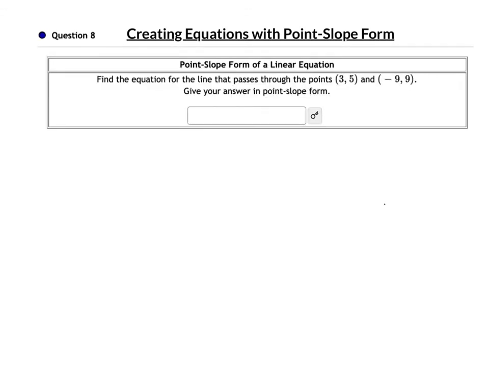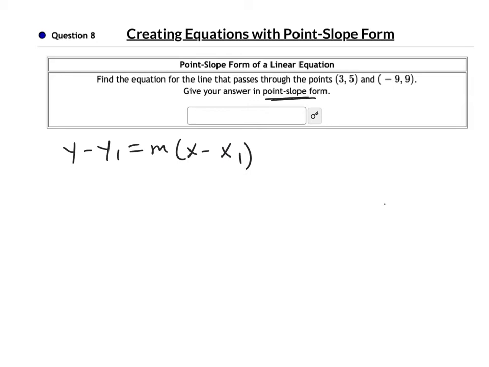Notice that question 8 asks for the answer in point-slope form. So that means we don't have to solve for y. Point-slope form was y minus y1 equals m times x minus x1. So we just leave it like that. You don't need to solve for y. When you solve for y, that's slope-intercept. That's y equals mx plus b. So this one's going to be a little quicker.